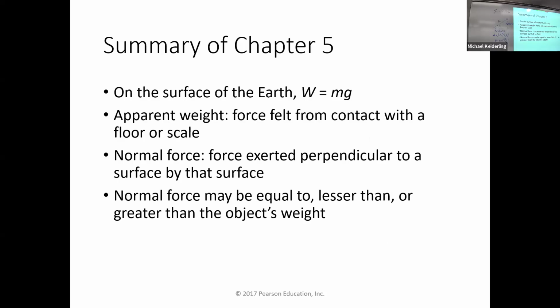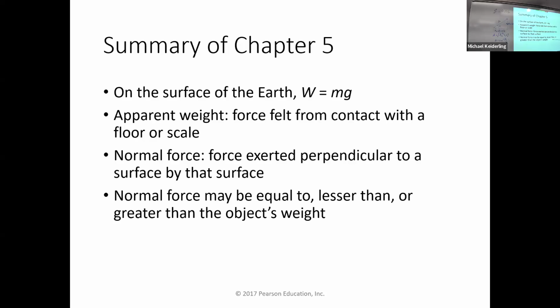Apparent weight is the force from contact with a floor or scale. Normal force is the force exerted perpendicular to a surface. The normal force will be big enough, will be whatever it needs to be, to keep the object from passing through the surface. So it'll always be pointing out of the surface, pushing away from the surface, and it will change its size as needed, depending on how much the object is pushing into the surface.